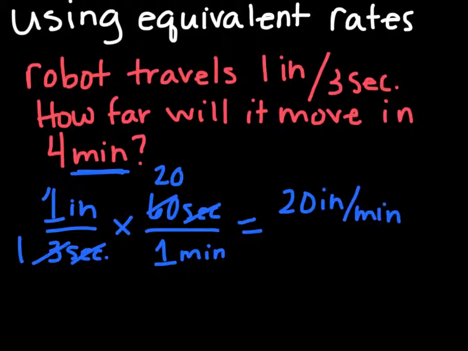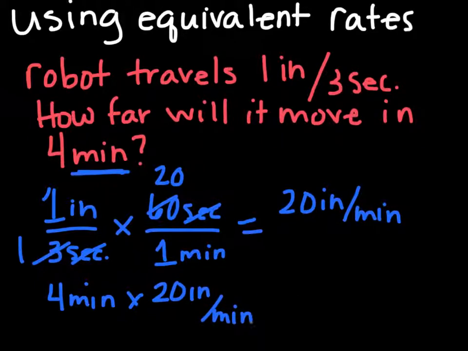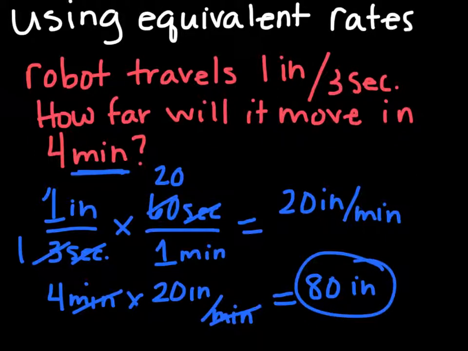Now, to calculate how far the robot moves in 4 minutes, we simply multiply 4 minutes times 20 inches per minute. The minutes will cancel one another out. We multiply 4 by 20 inches to get 80 inches. So in 4 minutes, the robot will travel 80 inches.